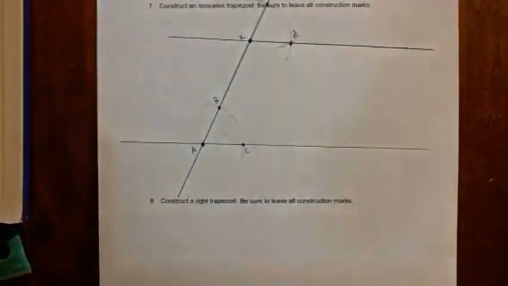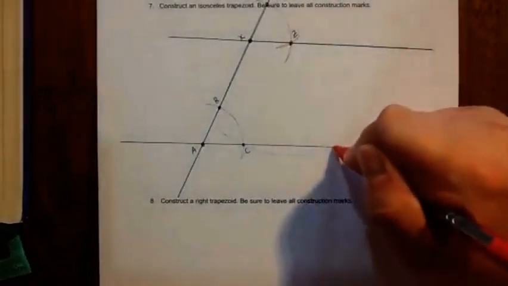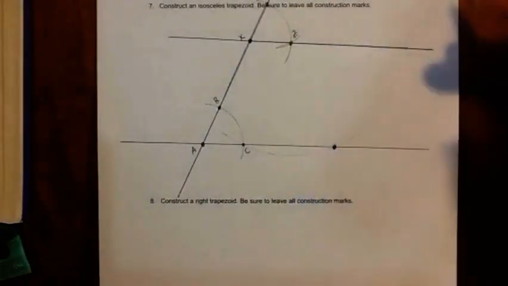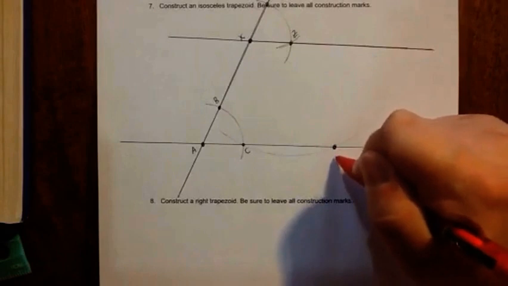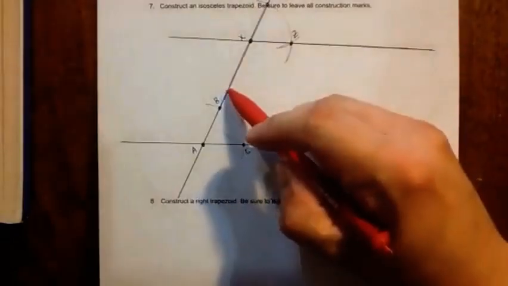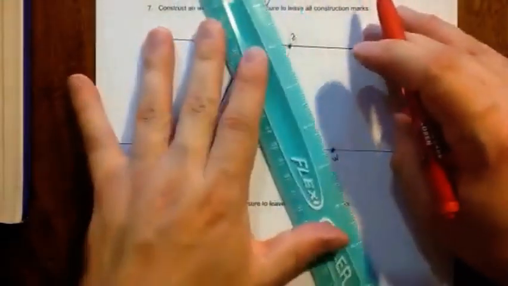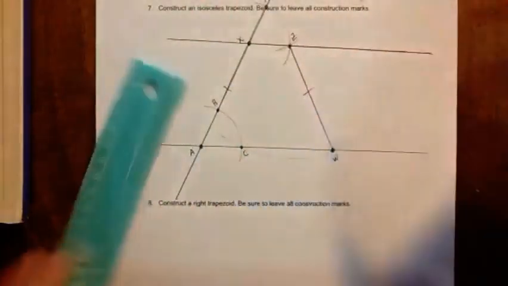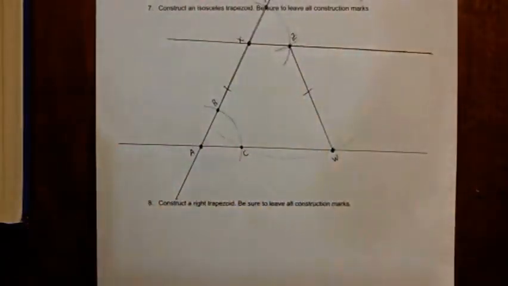So I'm going to extend the arc to be right here. And we'll call that W. And now we have this segment and this segment, which will be congruent, to get me an isosceles trapezoid.